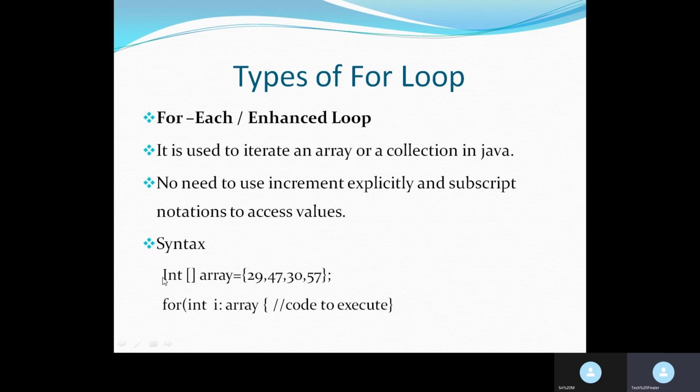Here the syntax of the for each loop is, for example, if you have an array with these four integer values, first we need to give the type, like what type of objects is present in that array, and a variable to represent each object, and from which array or which collection we need to get the values, we need to give the collection or array name here. Then it will traverse through each and every object and execute the code we have written here.